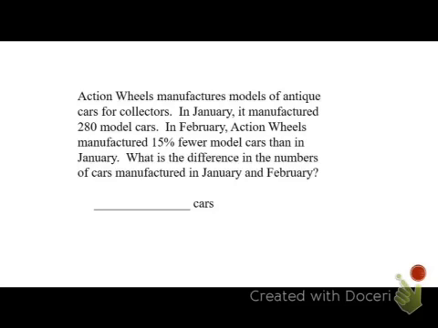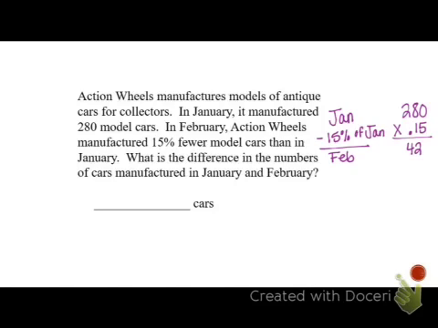We are told an amount for the manufactured cars in January. We are also told that to get to February's amount of manufactured cars, we would take 15% of January off. So we need to figure out what 15% of January is. January is 280 cars. So you would multiply that by 0.15, representing 15%. And that amount is 42.